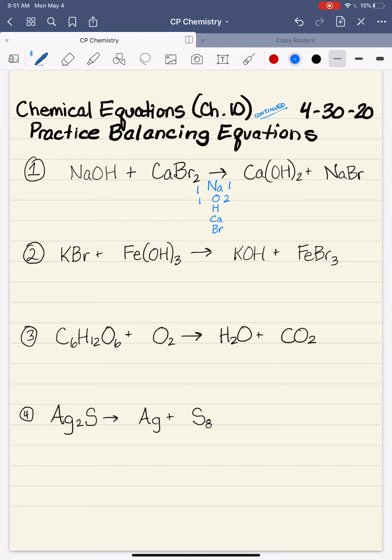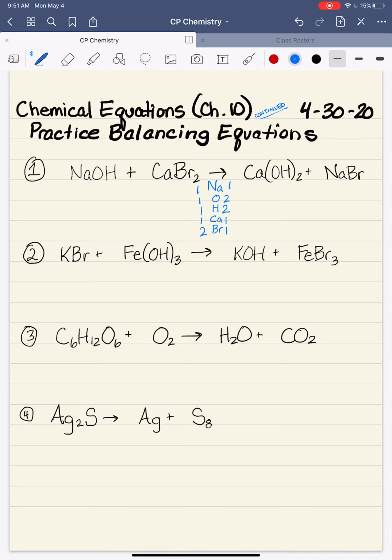Now, hydrogen, I have 1 on my left side, and I have 2 on the right side. Calcium, 1 on the left, 1 on the right. Bromine, 2 on the left, and 1 on the right. Okay, so this doesn't look too complicated.